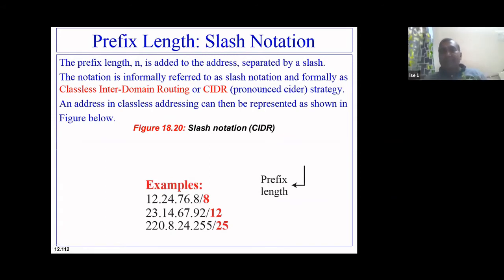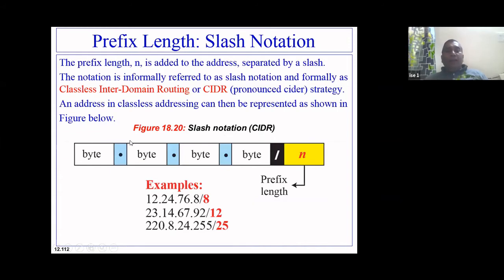Yes, CIDER. Now here you will have an IPv4 addressing kind of scenario. So 1 byte here, 1 byte here, 1 byte here, 1 byte here, then slash followed by a number. So CIDR follows this slash notation. So here you will have 4 bytes. This should have been written 08, not a single 8. So 12.24.76.08, and 8 is the prefix length, slash 8.